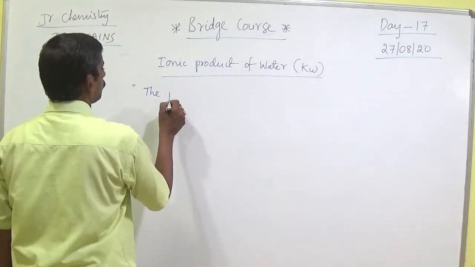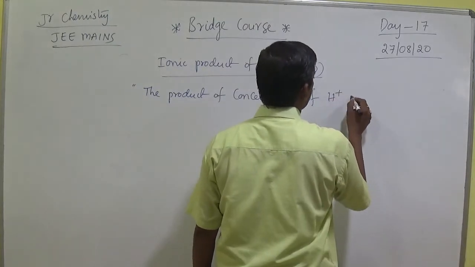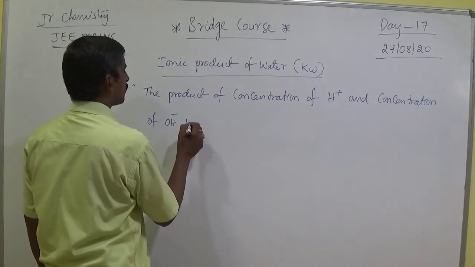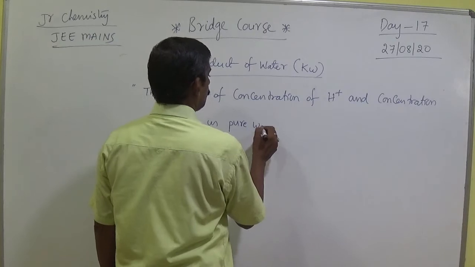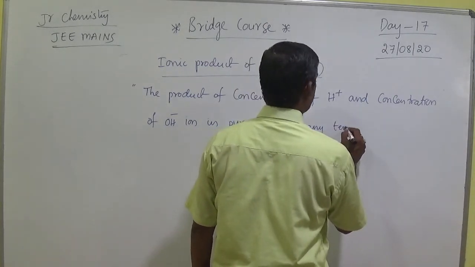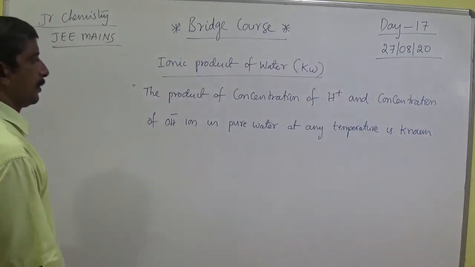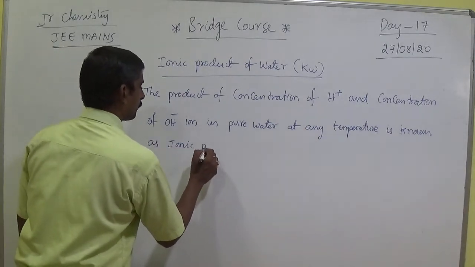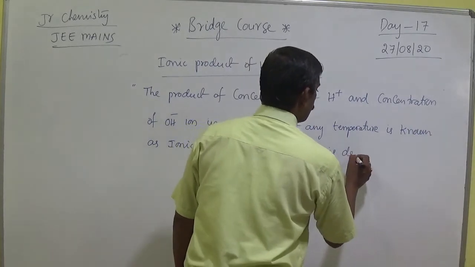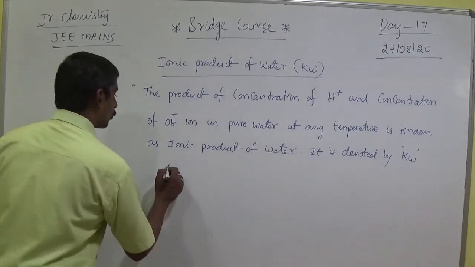Write down the definition. The product of concentration of H plus ion and concentration of OH minus ions in pure water at any temperature is known as ionic product of water. It is denoted by symbol Kw.